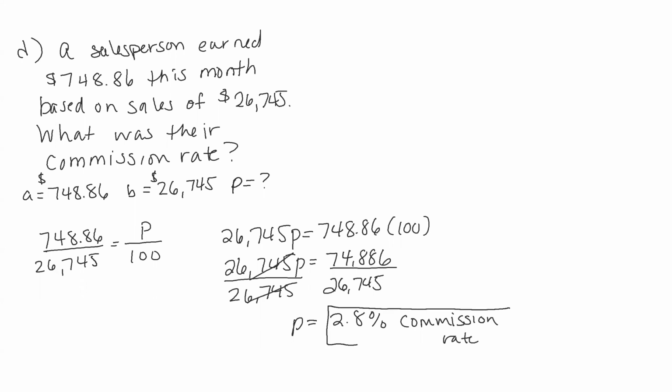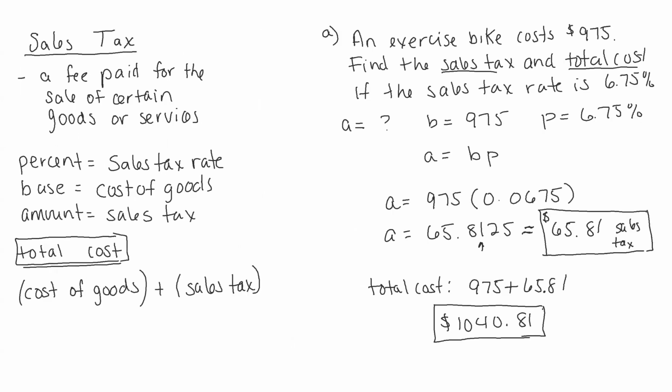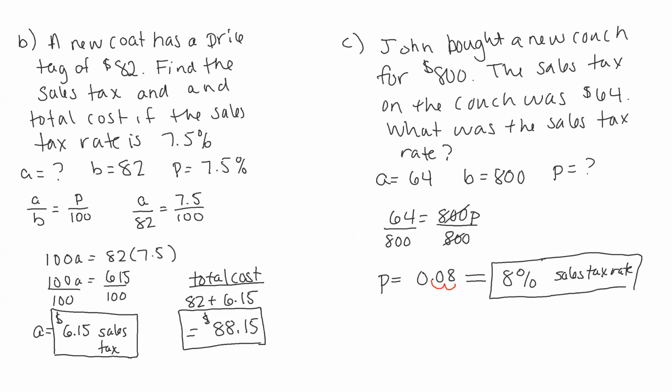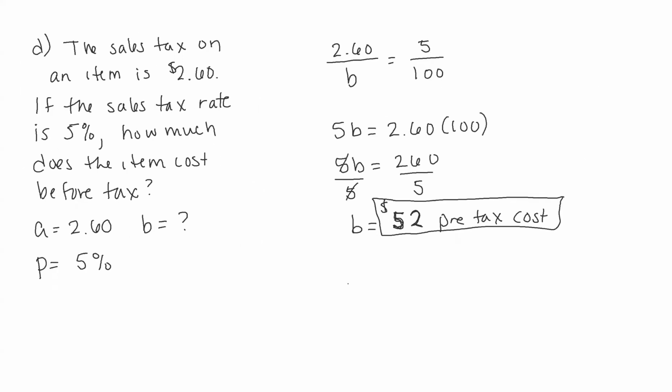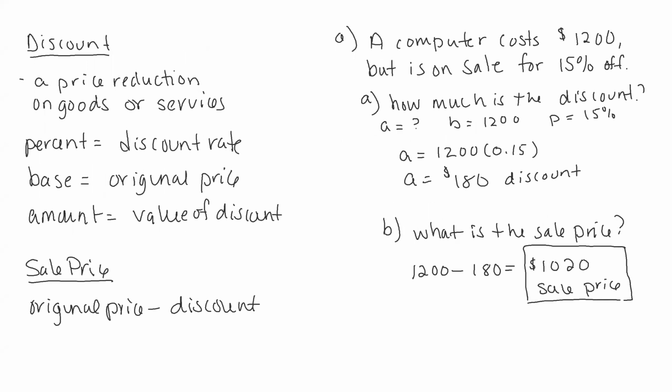And that's it. So let's do a quick recap. So starting out, we talked about sales tax, which is a fee paid for the sale of certain goods and services. The percent is the sales tax rate. The base is the cost of goods. The amount is the sales tax. We did some examples, more examples, and then we got to discount. Discount is a price reduction on goods or services. For a discount problem, the percent is the discount rate. The base is the original price before the discount, and the amount is the value of the discount.